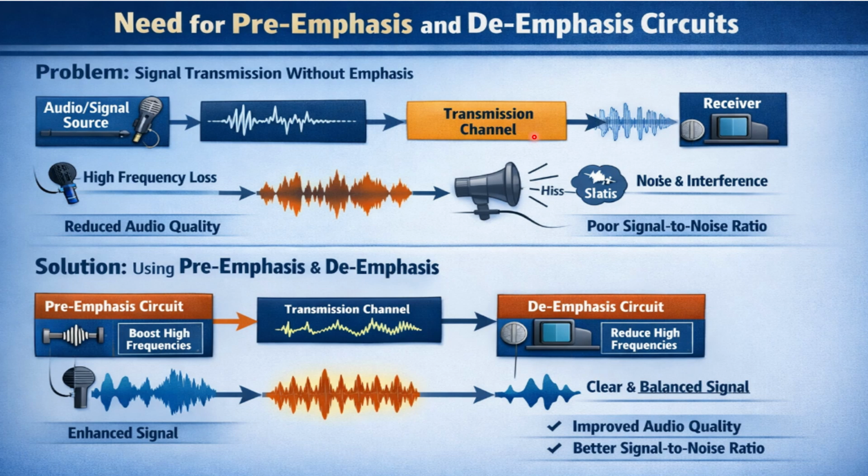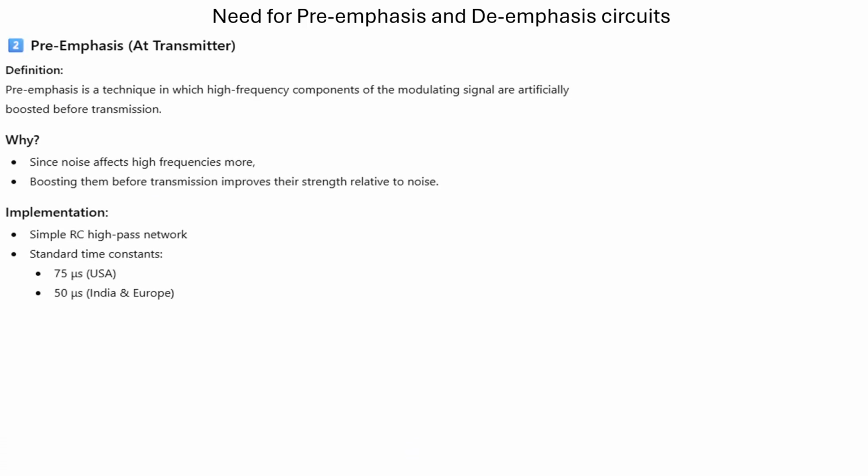In case of without pre-emphasis and de-emphasis, we will pick up noise and interference and get a poor signal to noise ratio. And if we use pre-emphasis on the transmitter side and de-emphasis on the receiver side, that results in a very good SNR of your received or recovered signal, right? So this is the advantage. Now let's see how to design.